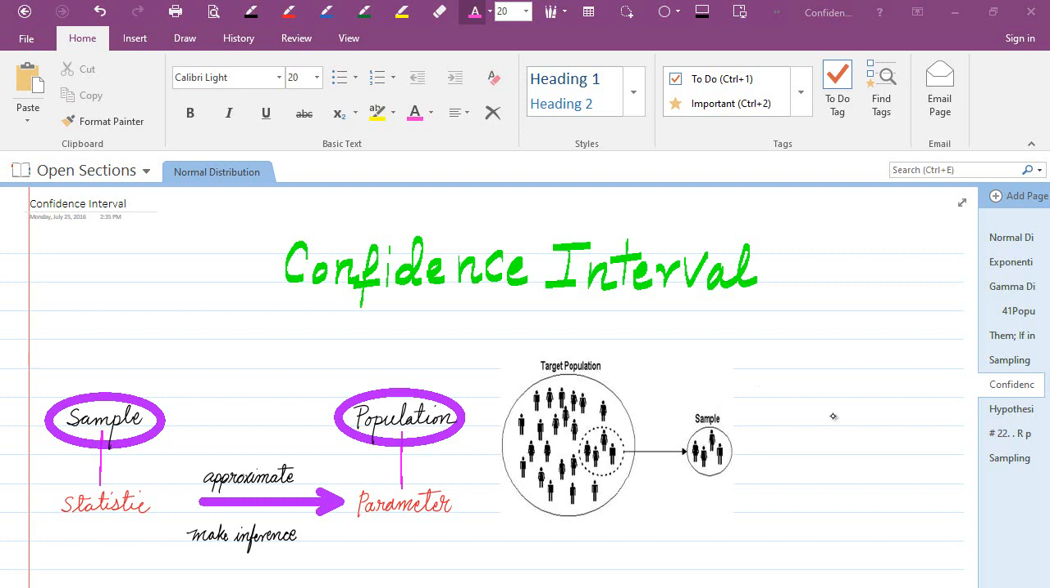Today we will start looking at statistical inference. The first kind of inference that we will look at is called confidence interval.